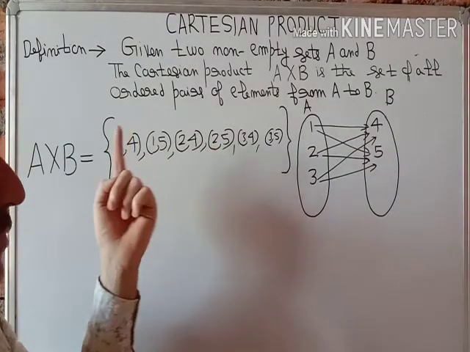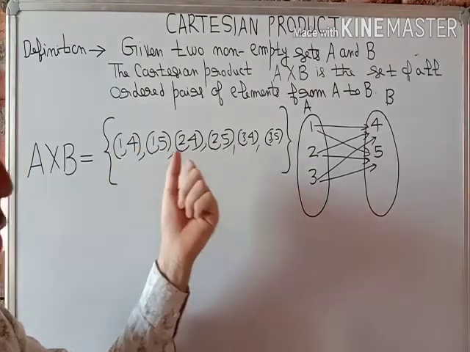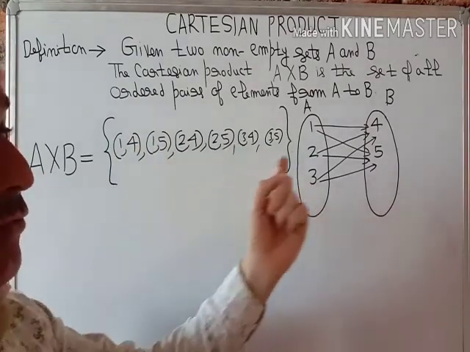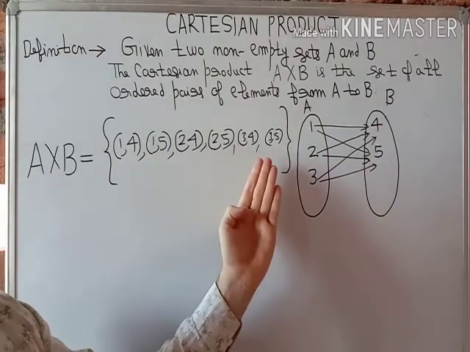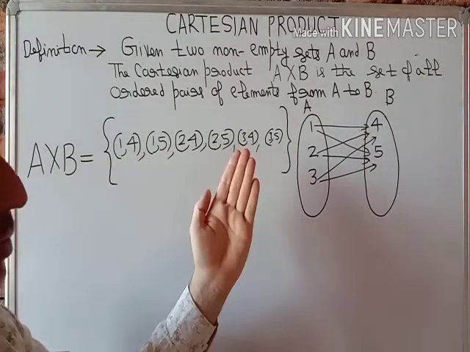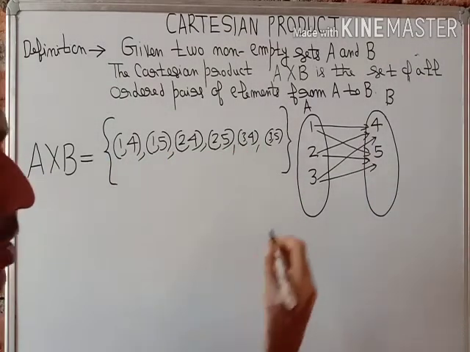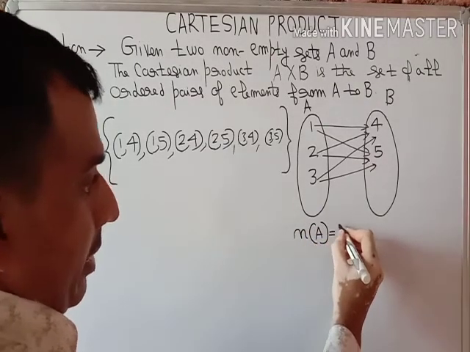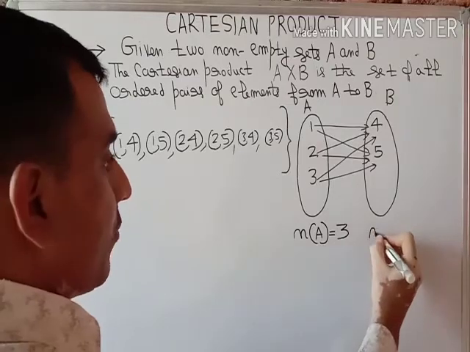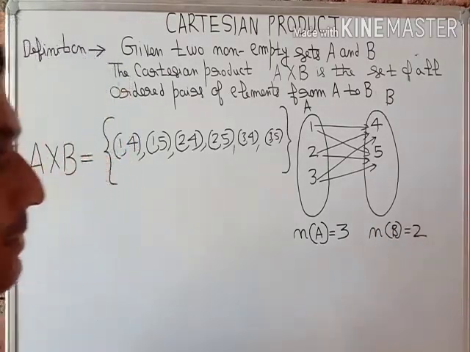The first element of every ordered pair is taken from set A, and the second element of every ordered pair we have taken from set B. This is the reason these are called ordered pairs, and there are 6 ordered pairs. And if you observe one thing, the number of elements in set A is 3, and the number of elements in set B is 2.